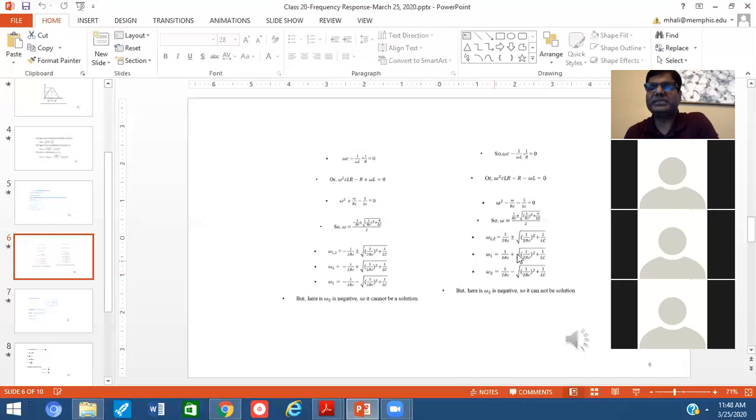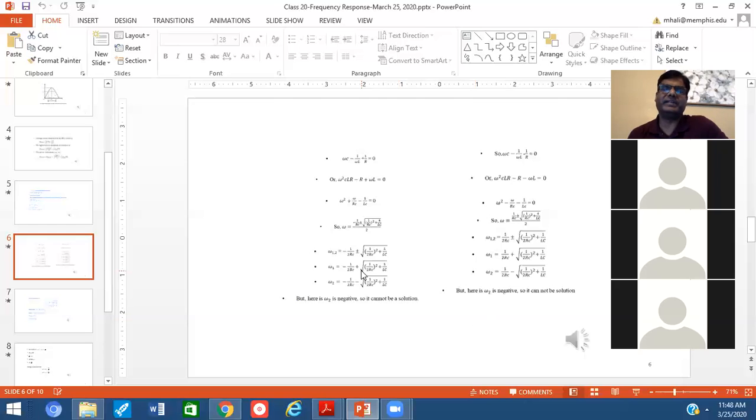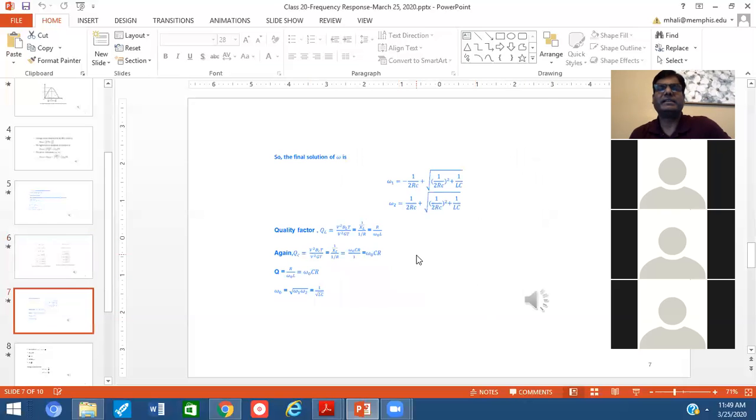Now, if you compare this omega 1 on the right side and the omega 1 on the left side, the right side omega 1 must be greater than the left side omega 1. This means you can conclude that the right side omega 1 is actually omega 2, and the left side omega 1 is omega 1 on that plot. So in the next slide, I have concluded the final solution: omega 1 is minus 1 over 2RC plus that term, and omega 2 is plus 1 over 2RC plus this one.